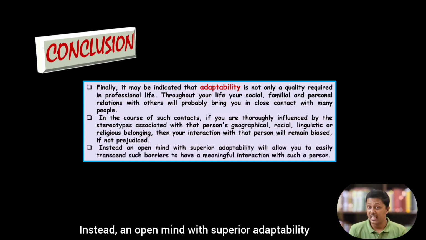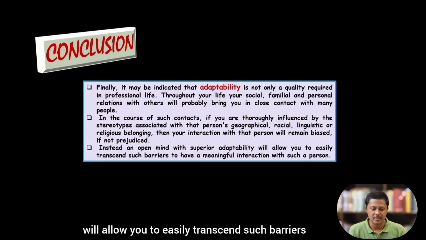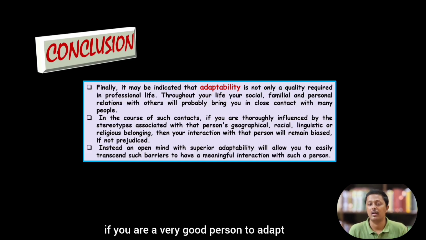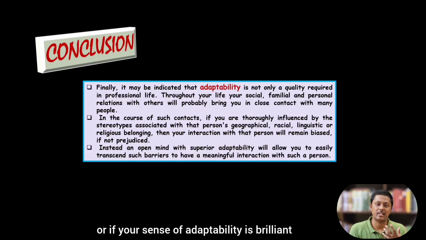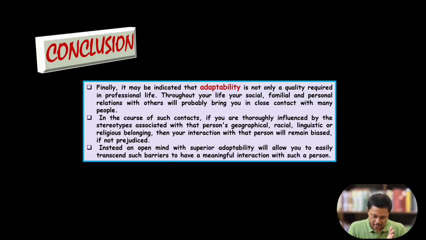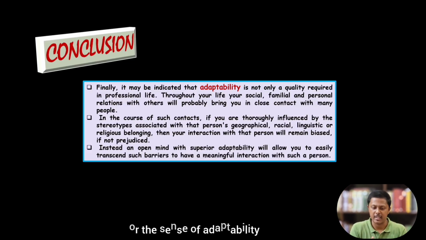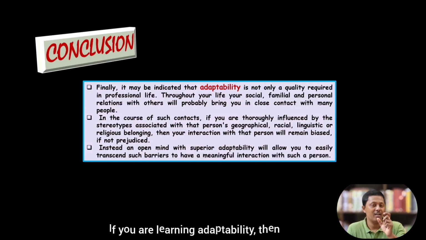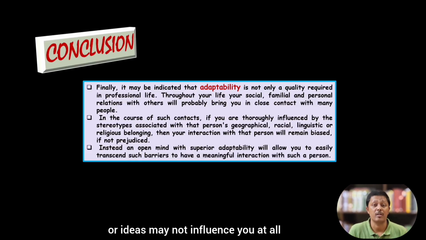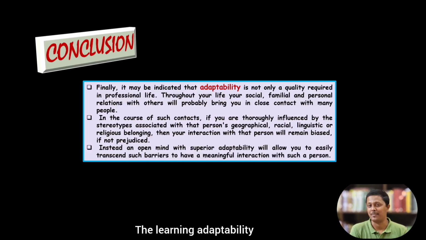Instead, an open mind with superior adaptability will allow you to easily transcend such barriers to have a meaningful interaction with such a person. What it means, therefore, is that if you are a very good person to adapt, or if your sense of adaptability is brilliant, then you can transform the biased opinions into something better. Because of your adaptability, you can transcend and have a meaningful interaction with such a person. If you are learning adaptability, then people's biased methods or ideas may not influence you at all. So, this is what today we learn, learning adaptability.